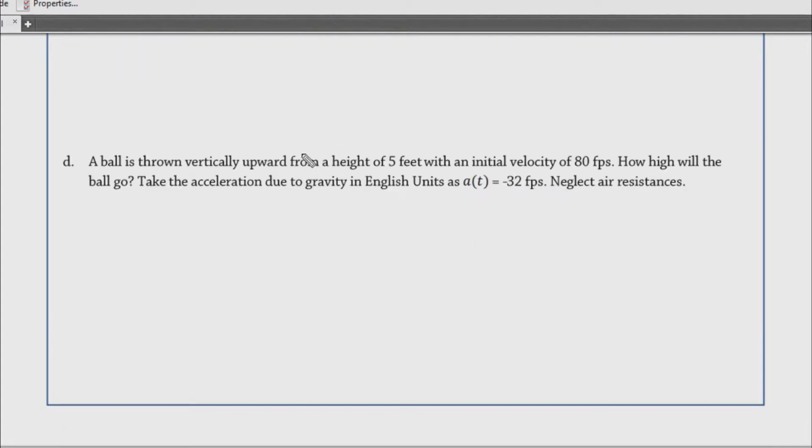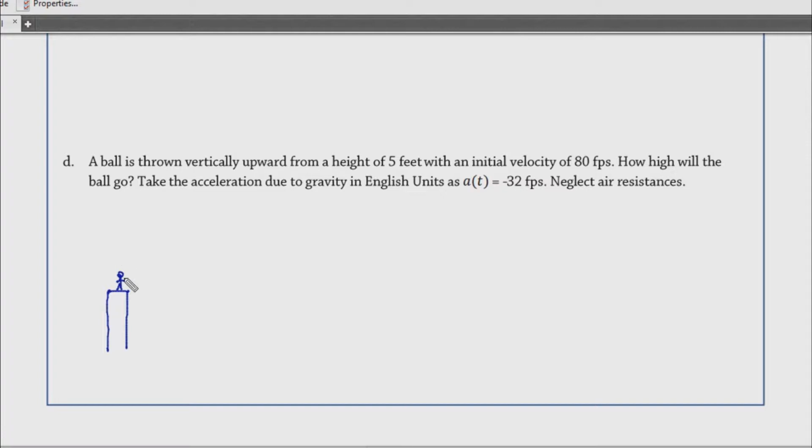So, for letter E, sabi dito, siguro let us illustrate this, no? A ball is thrown vertically upward from a height of 5 feet. So, imagine if you have a building and then meron ditong 5 feet. So, malagyan natin ng tao dito, kunwari. So, 5 feet yan and then yung kamay niya. So, dito siya itinapon, no?